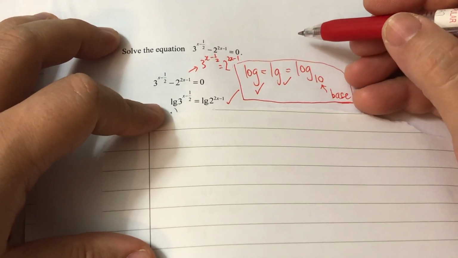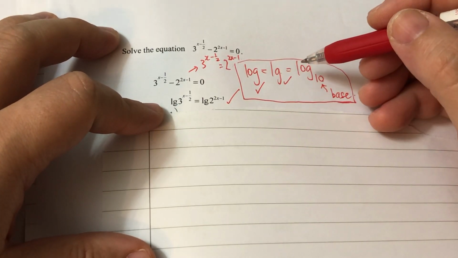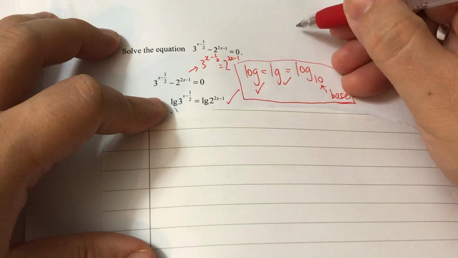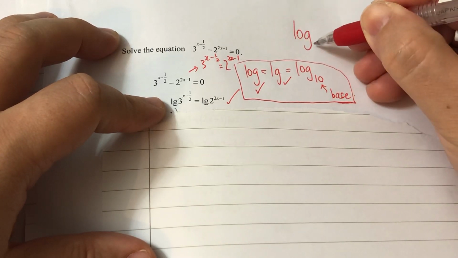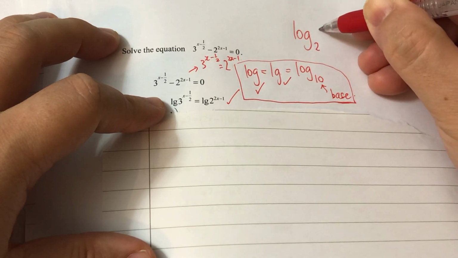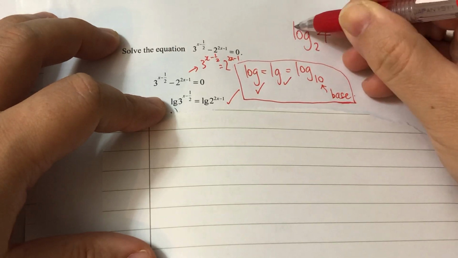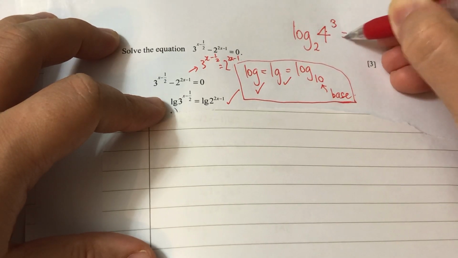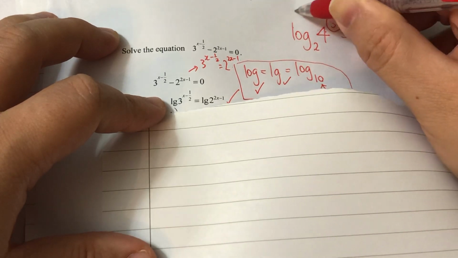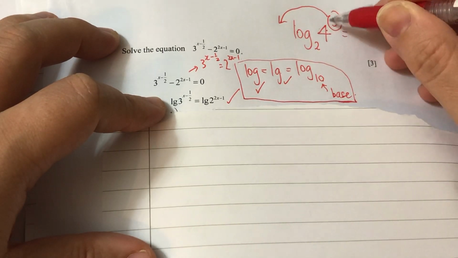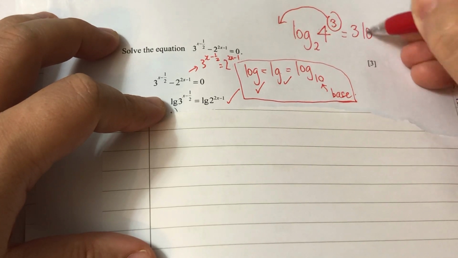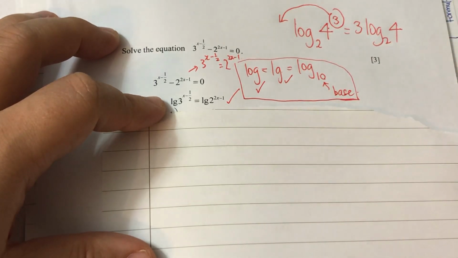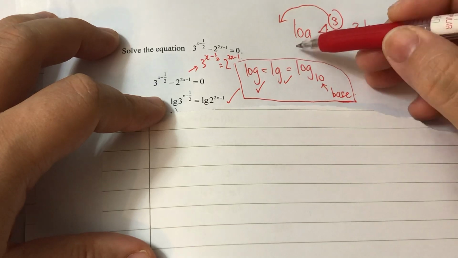Now in logarithms, there is this law called the power law. The power law says that, let's say I have log of 4 cubed to base 2, with a power of 3 here. I can actually bring this power right down to the front. That means this whole thing is equivalent to this. Later I'll prove it to you, okay? I just want you to know how to apply this to this question.